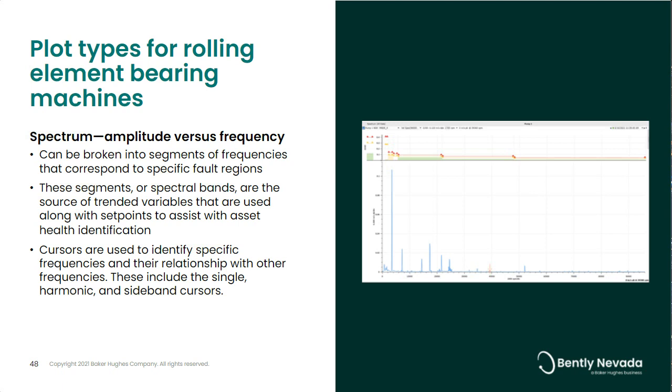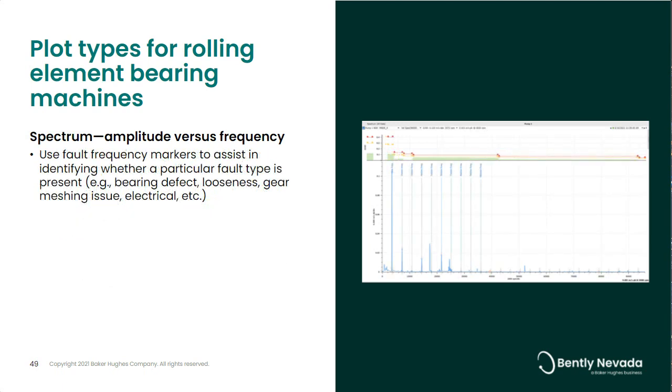As with the waveform, we also have fault frequency markers available to us in the spectral world too. These are extremely helpful when trying to identify where a frequency or family of harmonic frequencies are related to bearing defects, looseness, gear components, etc.